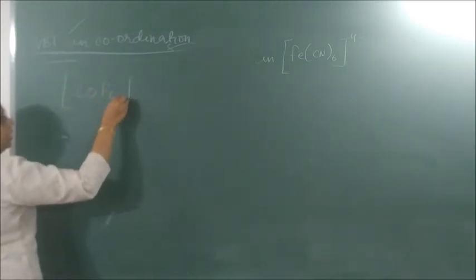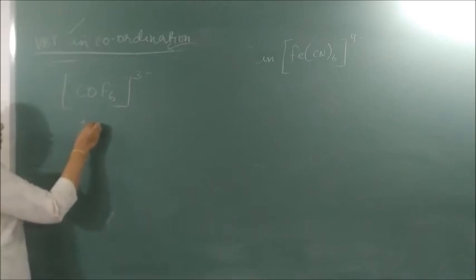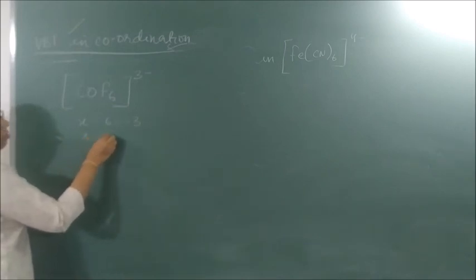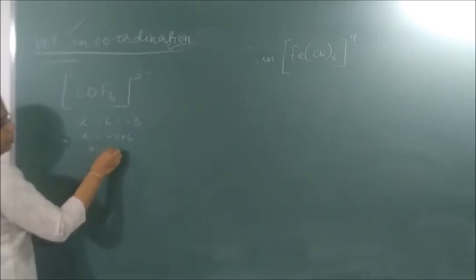[CoF6]3-. What is the name of the compound? Hexafluoridocobalt, cobalt or cobaltate? Cobaltate. Hexafluoridocobaltate. Now what is the oxidation state of cobalt? X minus 6 is equal to minus 3, so X is equal to minus 3 plus 6, so X is equal to plus 3. So the name is hexafluoridocobaltate(III). I am not writing in detail. First listen, then you can write.